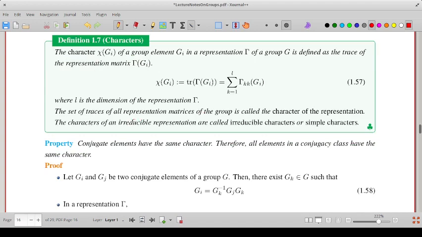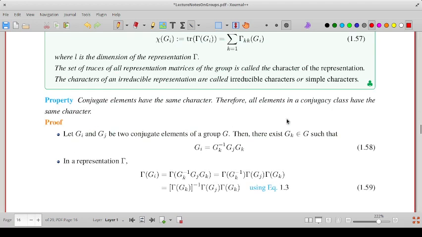The set of traces of all representation matrices of the group is called the character of the representation. So the character of an element is defined by this. Now the character of the representation is defined as the set of all characters of the group elements in that representation. The characters of an irreducible representation are called irreducible characters or simple characters. Now we discuss some of the properties of characters of representation.